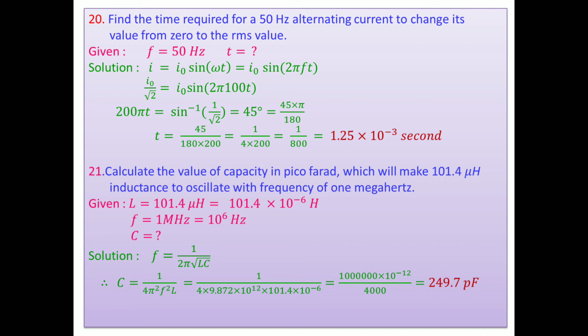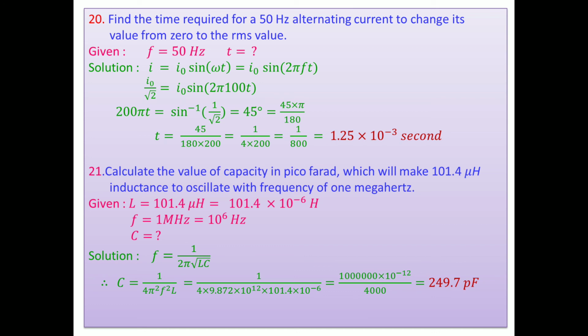Now another numerical. Calculate the value of capacity in picofarad. Pico means 10 raised to minus 12, which makes 101.4 microhenry. Micro means minus 6. Inductance to oscillate with frequency 1 megahertz. Mega means 10 raised to 6 hertz. Meaning L is given 101.4 microhenry, 101.4 into 10 raised to minus 6 henry.